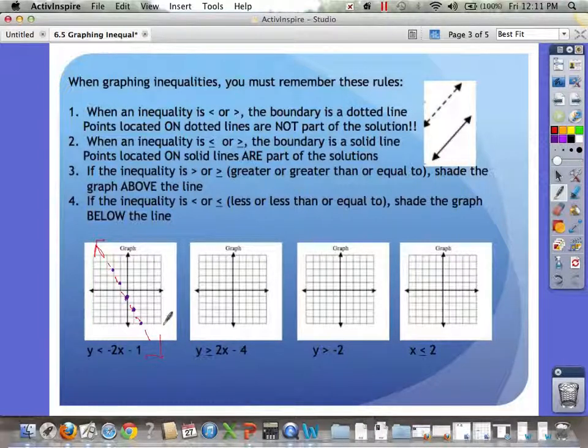And then we have to shade it. So less than means all the points in the region below that line. Okay, below the line, any of these points would work and solve this inequality because this is a less than. So that means any of these points are less than that line. So we can go over here.